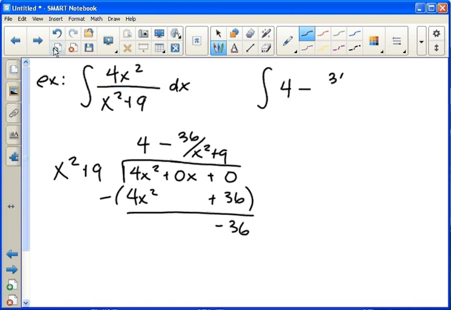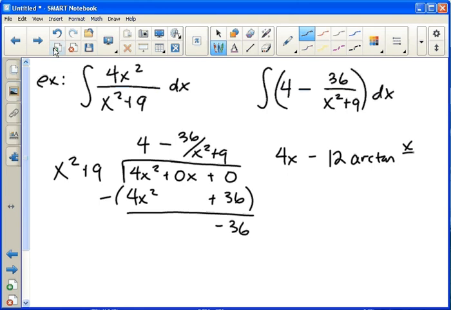Now I'm not going to solve this one all the way out just for the sake of time, but the antiderivative of 4 is 4x. And this second part is another inverse trig problem. It's another arctangent problem. And if I'm doing this correctly, it's going to be 12 arctangent of x over 3 plus c. I'm fairly certain that would be right. So you'd have to bring the 36 out front and then divide by your a, which is 3. So that should be good. But the main thing I wanted you to see there was the long division.